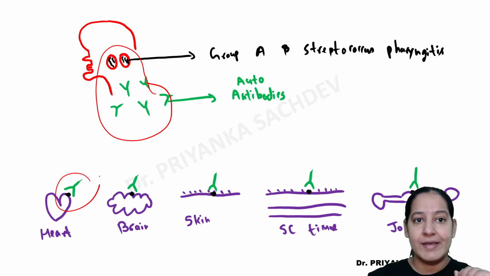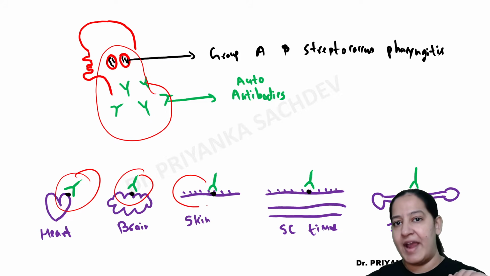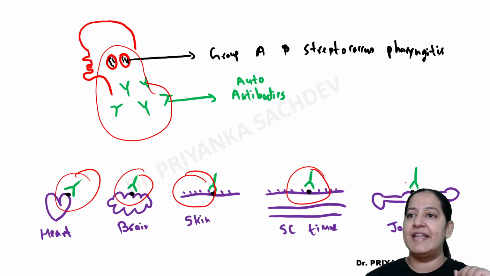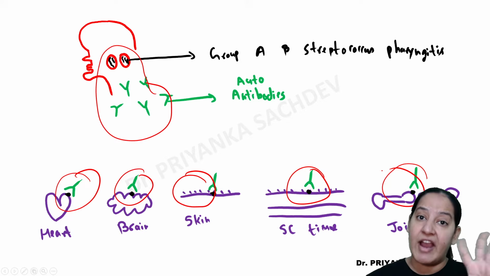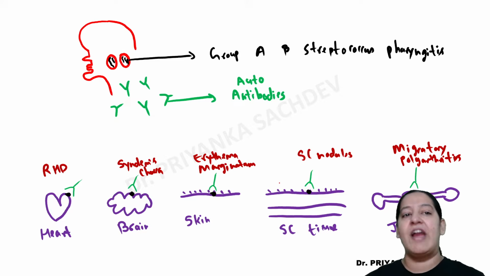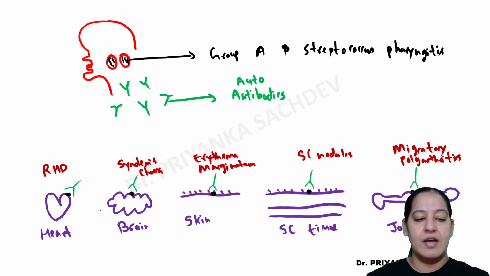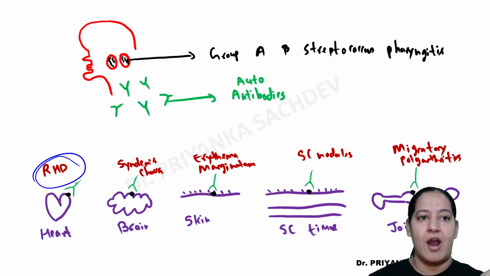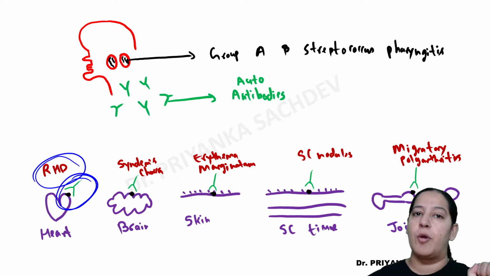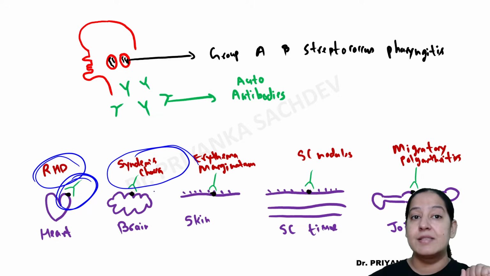Bacteria is causing no harm. But these antibodies, can you see? These are coming and binding with the antigens present on these 5 organs, causing 5 diseases in the 5 organs. Name 5 diseases. The disease which occurs in the heart is known as rheumatic heart disease, due to antigen antibody complex. Rheumatic heart disease.